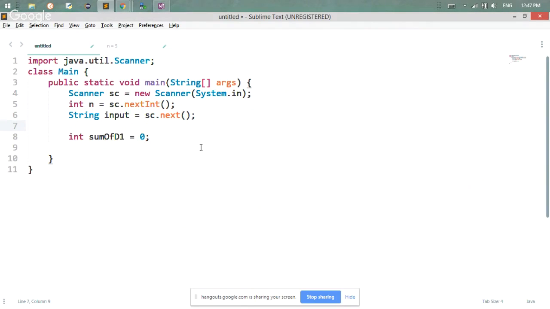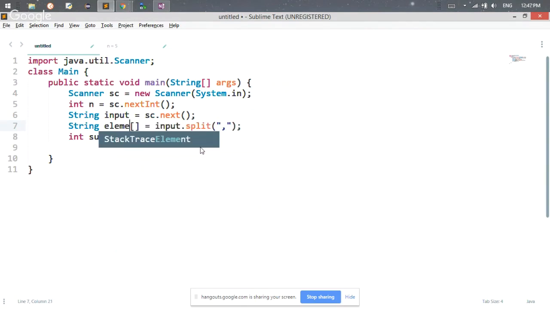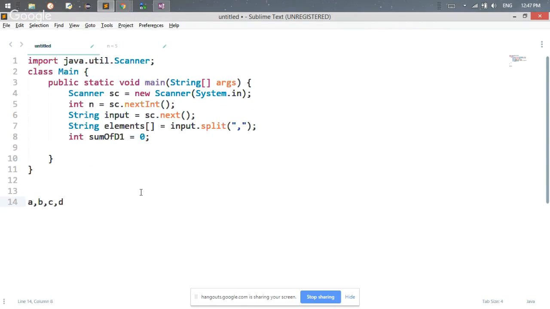Now Java gives me a particular function called split, using a comma. That will give me an array of strings. For example, if your input is a,b,c,d, that will be stored in input. The moment you do split on comma, it makes an array where the 0th index is a, the first index is b, the second index is c, and so on.